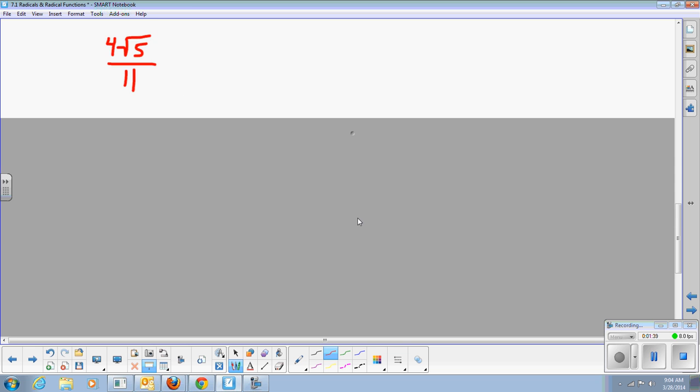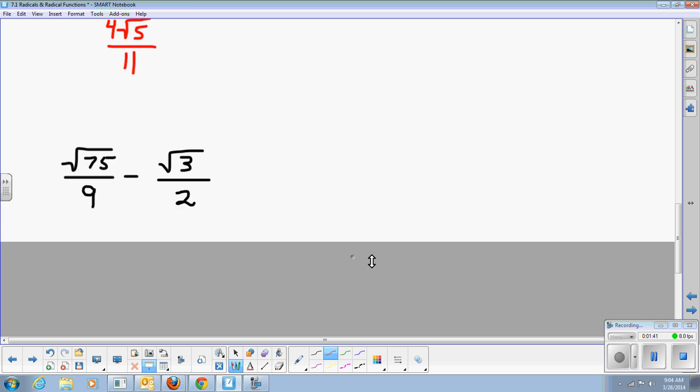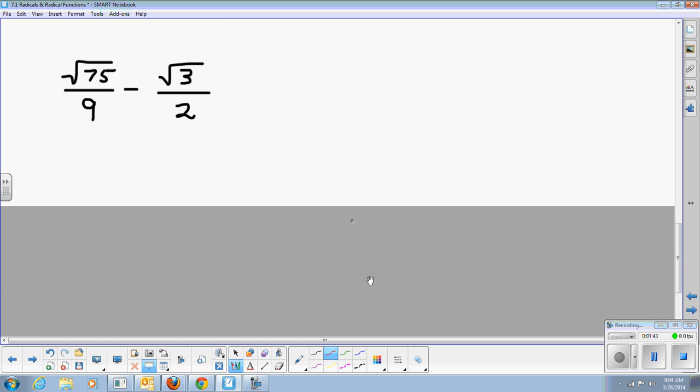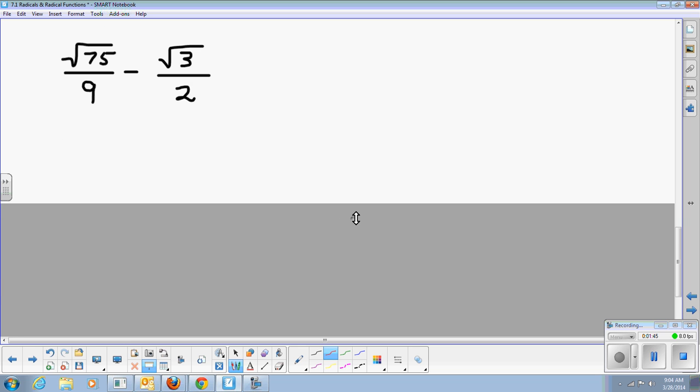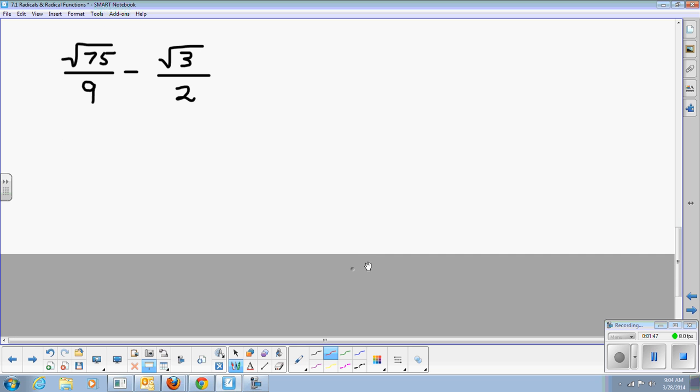Moving along here, let's move to one where we do not have a common denominator to start with. So I have the square root of 75 over 9 minus the square root of 3 over 2. First thing we need to have is a common denominator. Deal with the denominators first. So I have ninths and I have seconds.